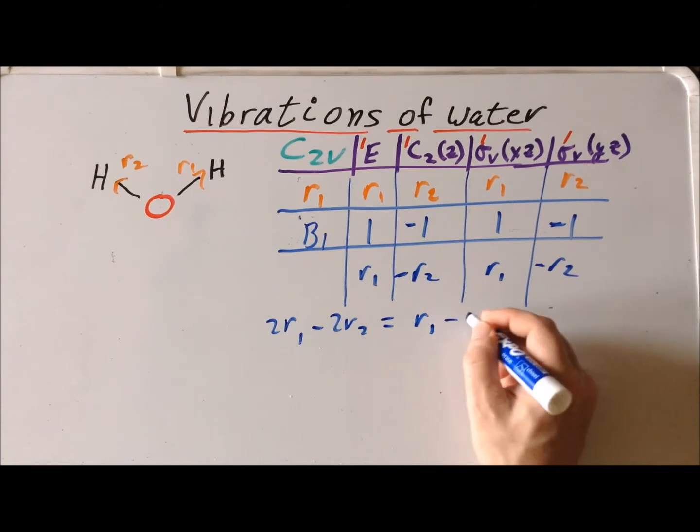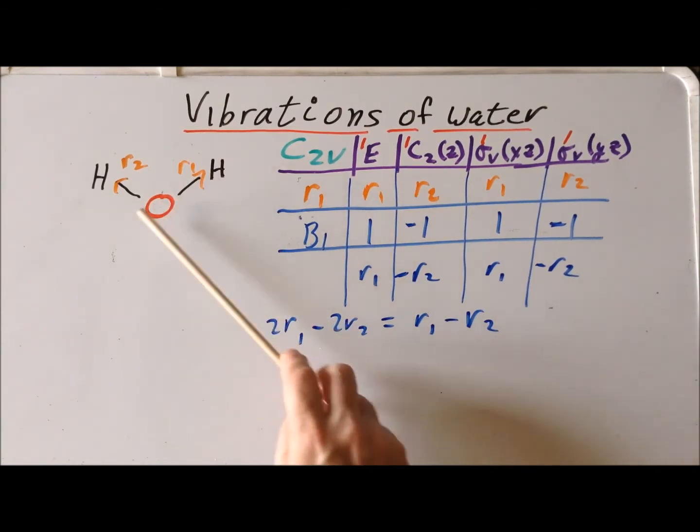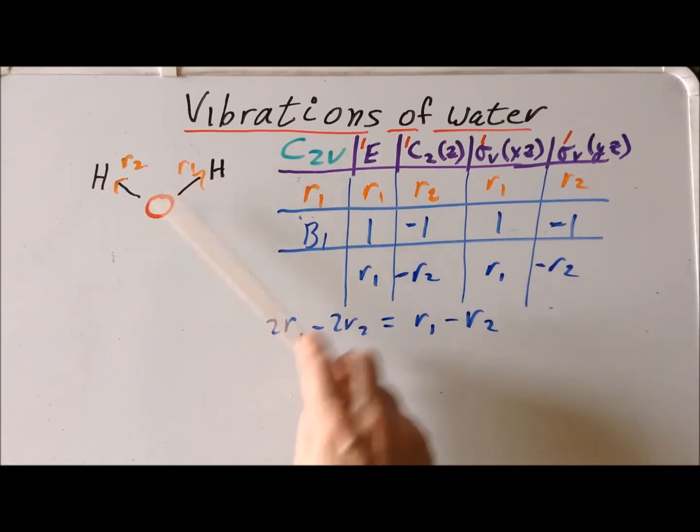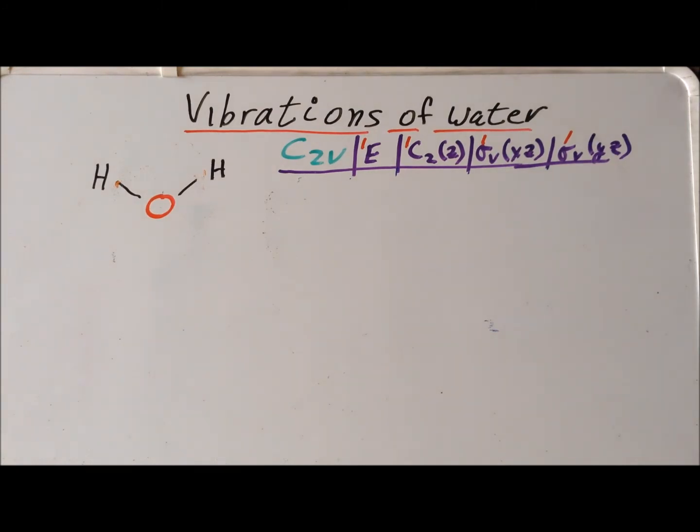as R1 minus R2. So for this vibration of B1 symmetry, the bond R1 gets bigger as the bond R2 gets smaller, and then they alternate. So this is consistent with what would be termed an asymmetric stretch. So we found both of the stretching motions for water, one of which has A1 symmetry and one of which has B1 symmetry. Our last step is to determine any bending motions, any changes in bond angles for water. We have one remaining degree of freedom, which is a bending motion of A1 symmetry.